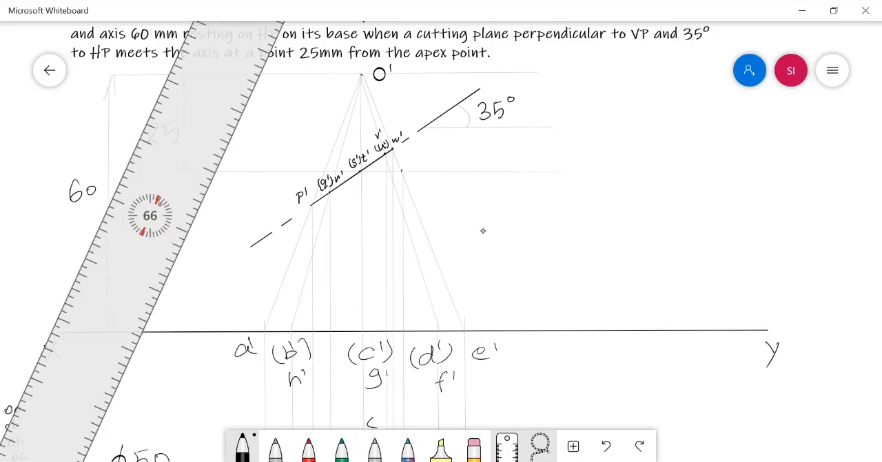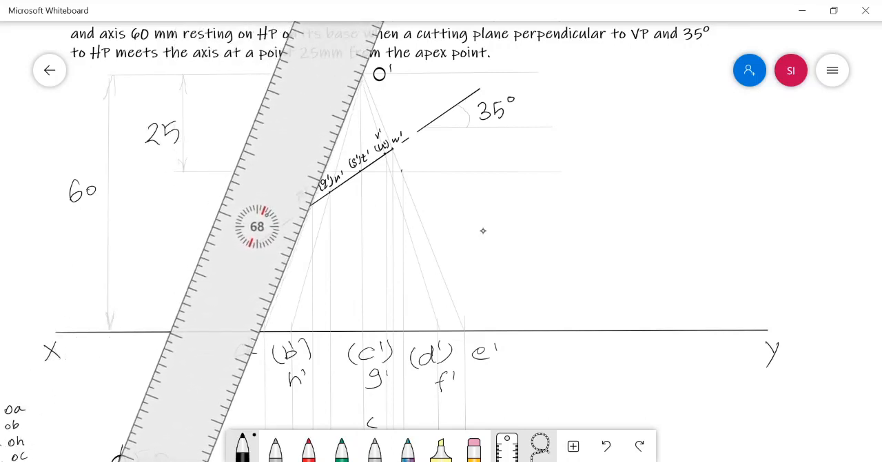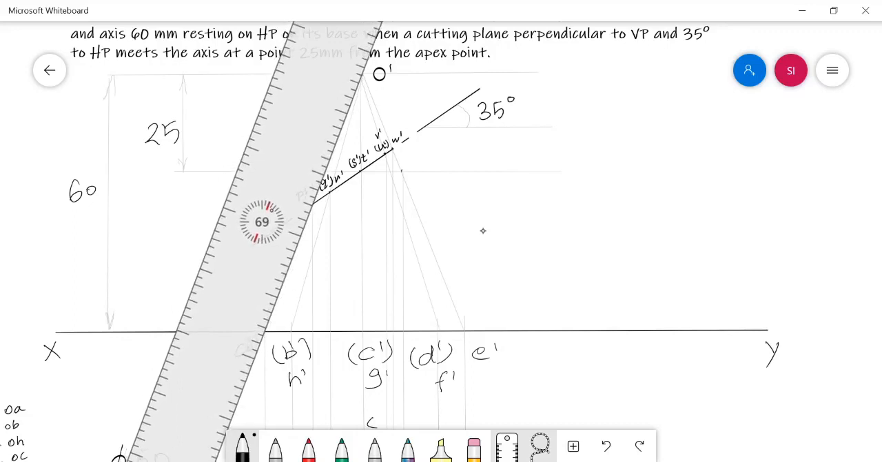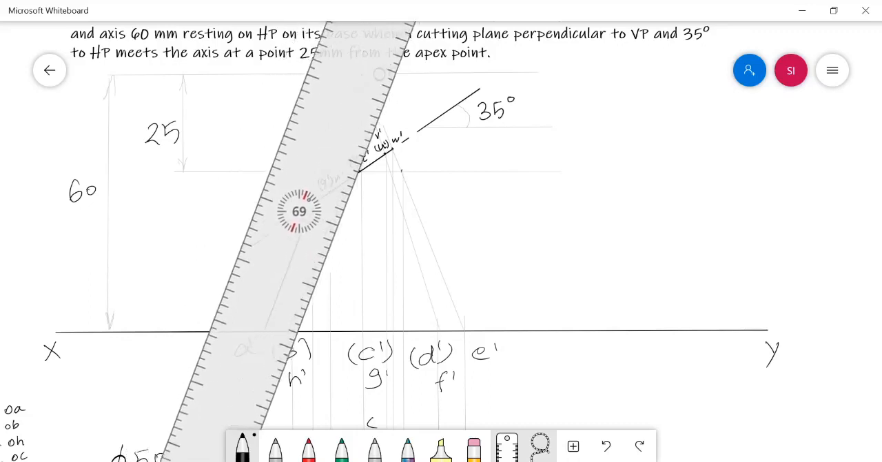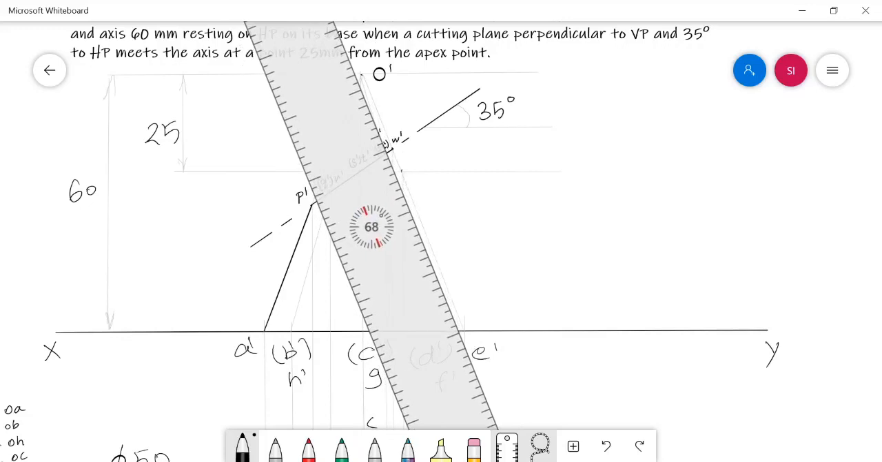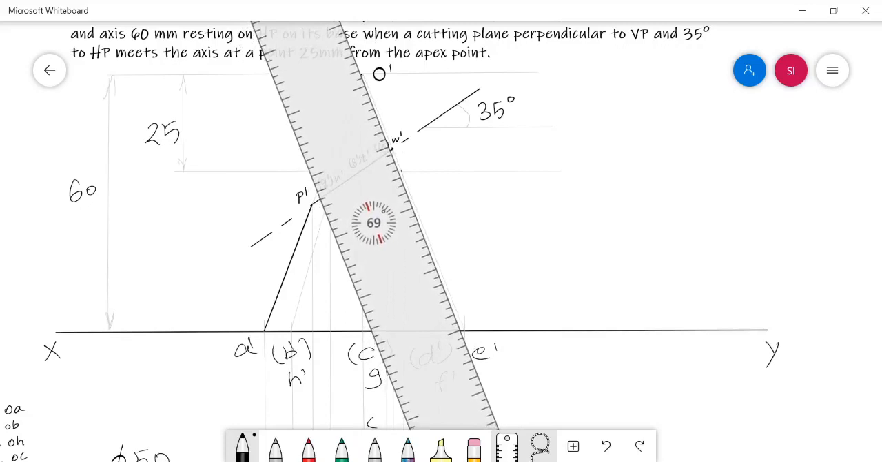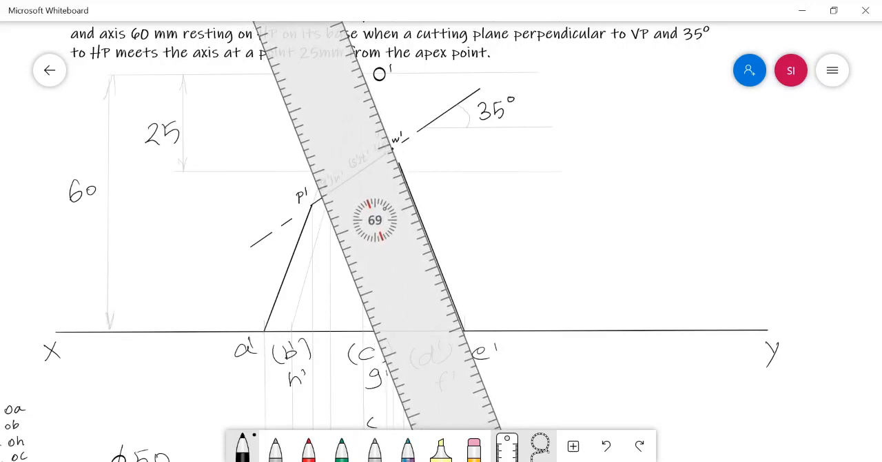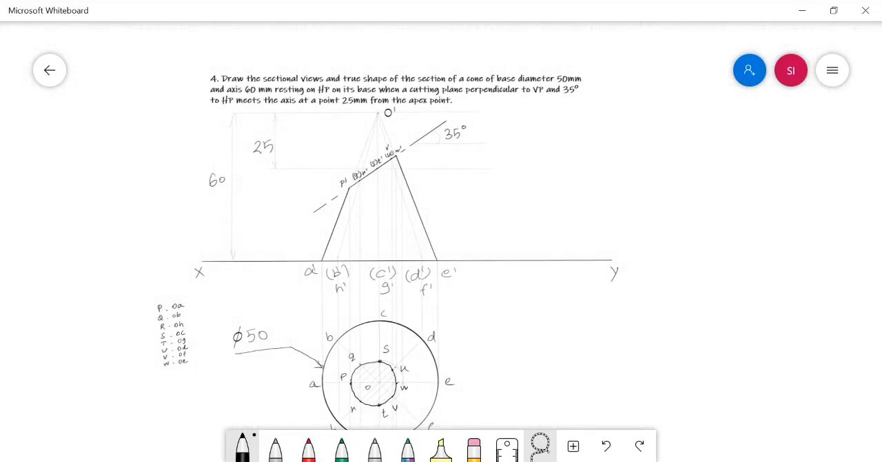Since it is a cone, we need not darken all the generators, we just need to darken the extreme generators only. It's over. You should not darken the interior generators in the case of cylinder and cone. You need to darken only the extreme generators.